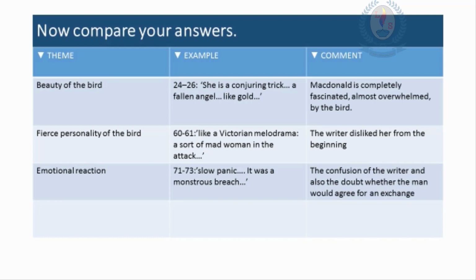Third theme: emotional reaction. Line 71 to 73. "Slow panic. It was a monstrous breach." This shows the confusion of the writer and also the doubt whether the man would agree to an exchange.